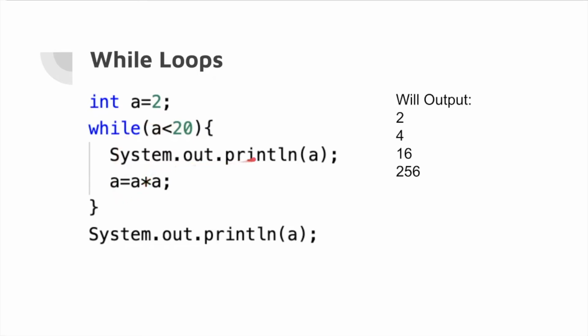It prints out 4, and then A becomes 4 times 4, which is 16. And 16 is less than 20. That's true. So it runs this code again. It prints out 16. And then A becomes 16 times 16, which is 256. And 256, is that less than 20? No, that's false. So this while loop stops. And then we get to this line right over here. So it prints out A, which is 256. And that's how we got this output right over here.